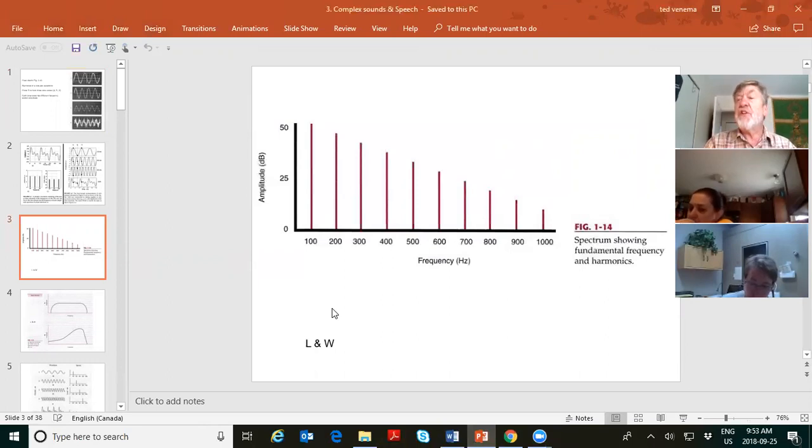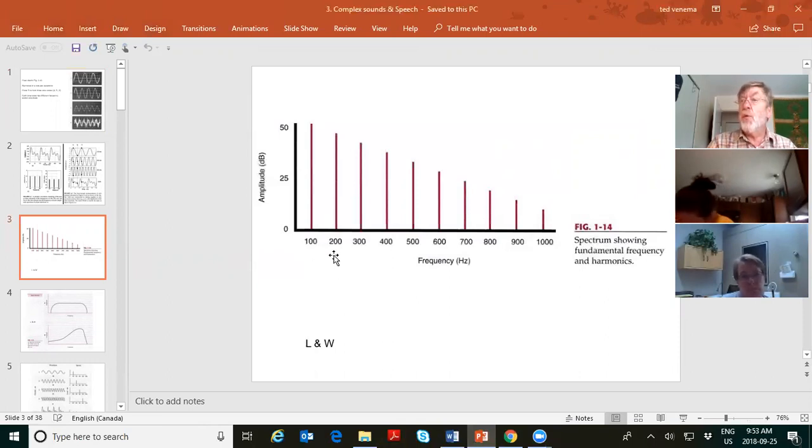So now let's distinguish the difference between harmonics and octaves. Very important. Let's do that. 100 hertz. What's the next harmonic? 200 hertz.